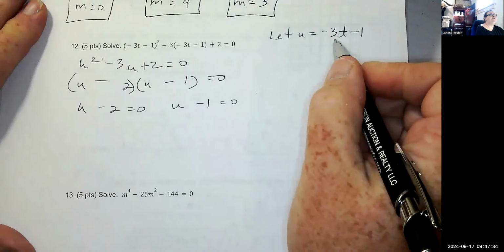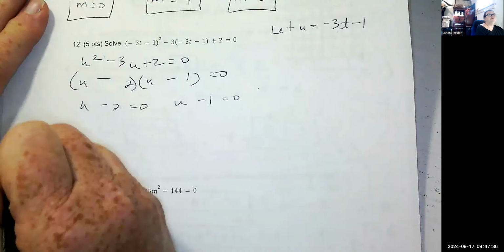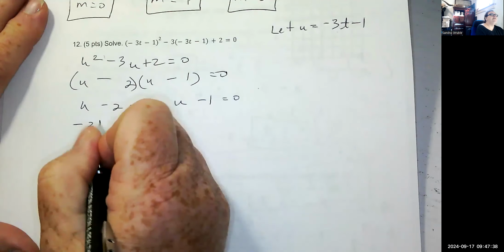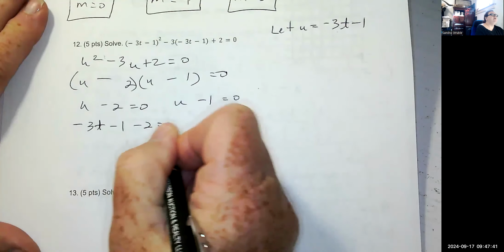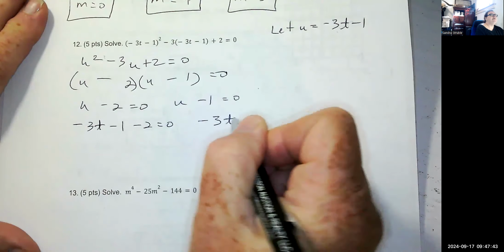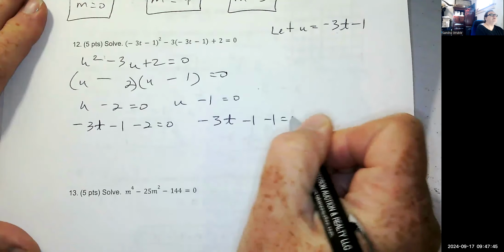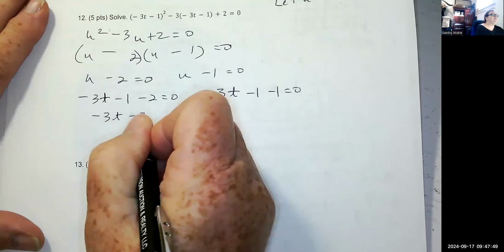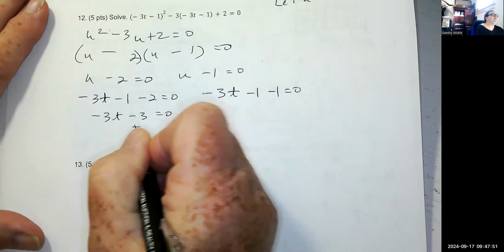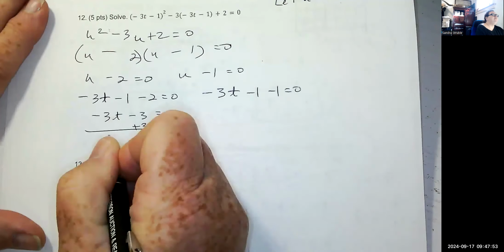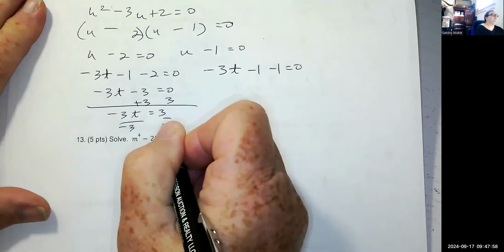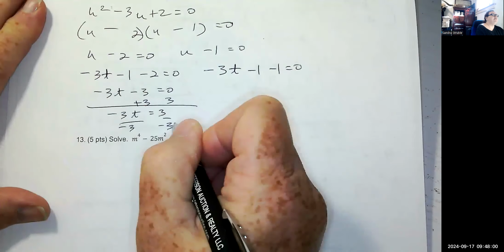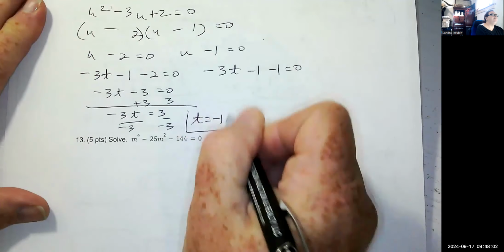I can now come back in and solve this, substitute the -3t minus 1 minus 2 equals 0. -3t minus 1 is equal to 0. Solving for t, -3t minus 3 is equal to 0. I'm going to add 3 to both sides and divide both sides by -3. And I get t is equal to -1.